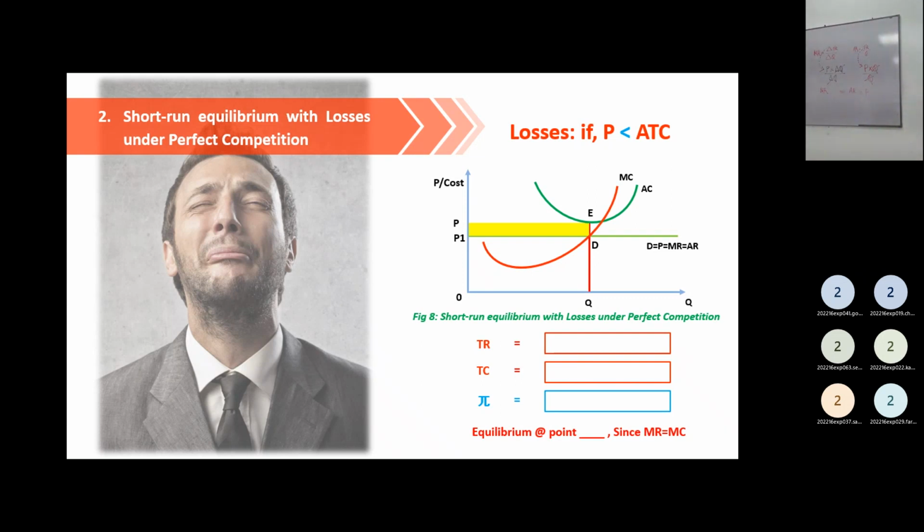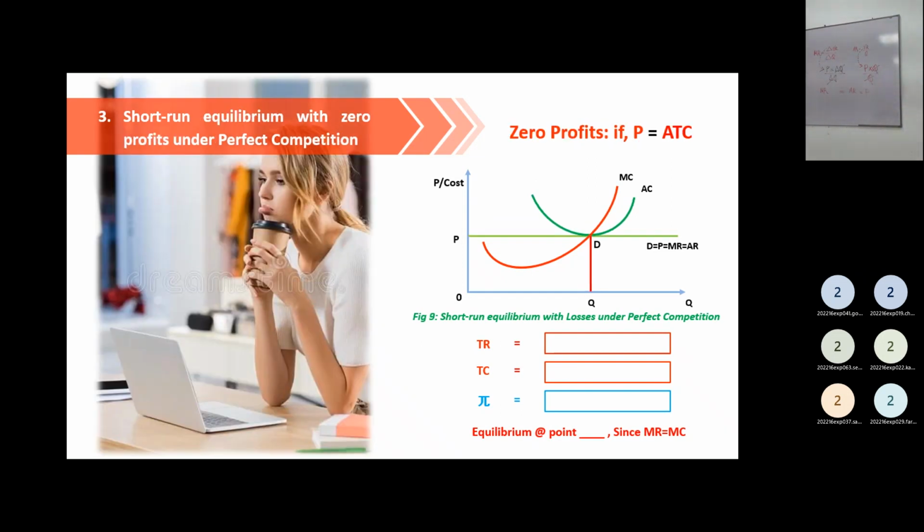Okay. So this is the situation if the company is making losses. And the final one is zero profits, meaning break even. You get what you spend. Simply your price equals your average cost, or your total revenue equals your total cost.